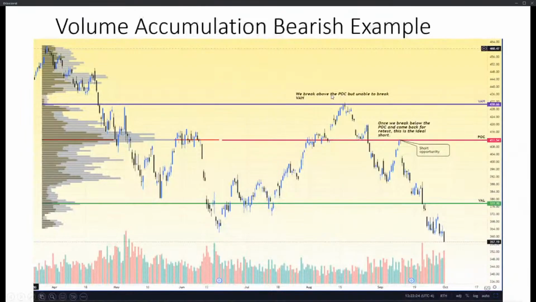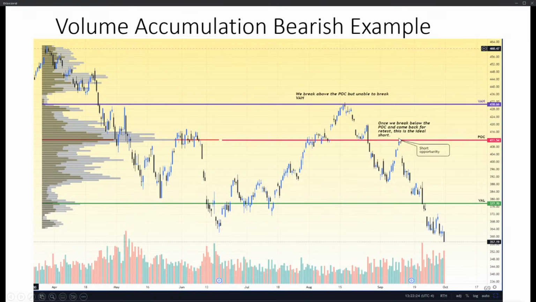Remember, if I can sell my $100 bill at 120, should I sell it at 100 if I know there's people willing to buy it at 120? No. I should wait for you guys to buy it at 120. Then I'll sell it. And then once we dip here below this POC, it really becomes a good shorting opportunity.